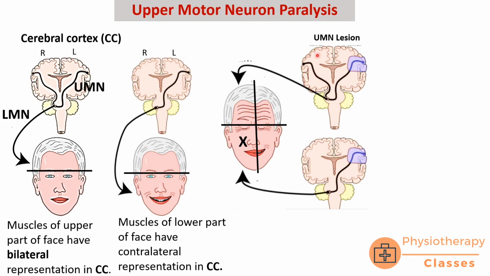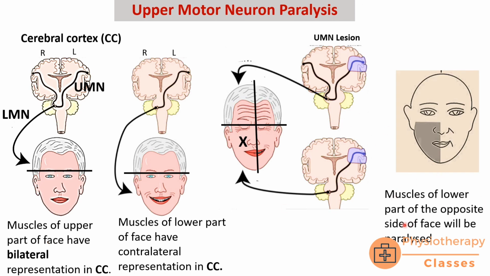The command can come from the right side, and the muscles on this right side of the upper part of the face will not be paralyzed, they will be spared. What happens in the same upper motor neuron lesion to the lower part of the face? It has control only from the contralateral side. So what will happen? The muscles of the lower part of the face on the opposite side will be paralyzed. Okay, so the upper part will be spared. So here you can see now the muscles of the lower part of the opposite side of the face are paralyzed in upper motor neuron paralysis.